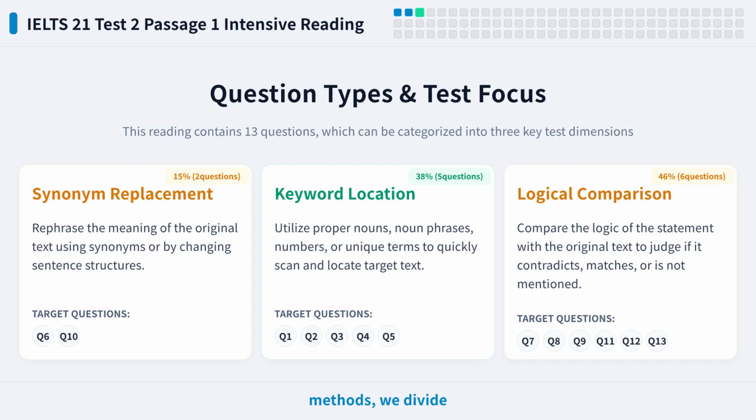Based on the solving methods, we divide the questions into 3 types: synonym replacement, logical comparison, and keyword location. Knowing the types helps us find answers faster. For completion questions, we use keywords. For true/false, we check if the logic matches.